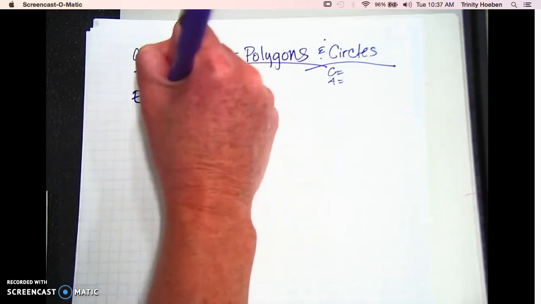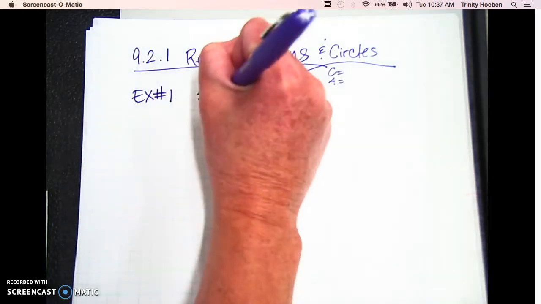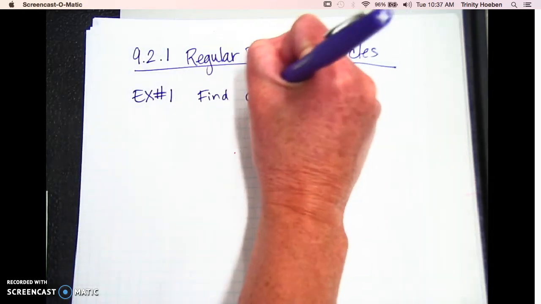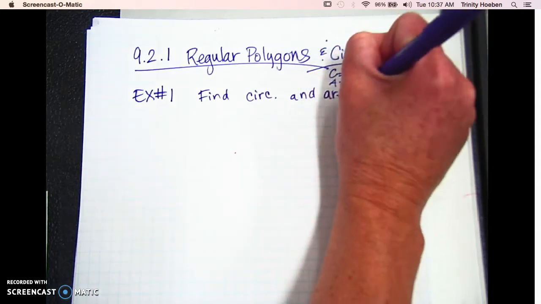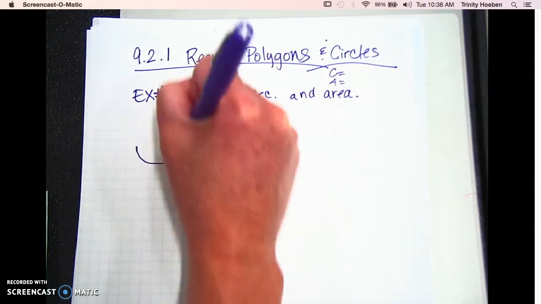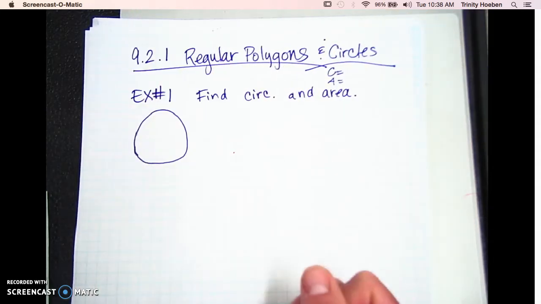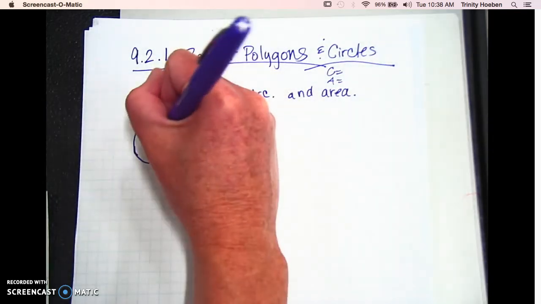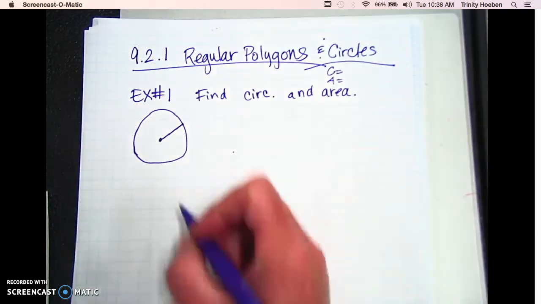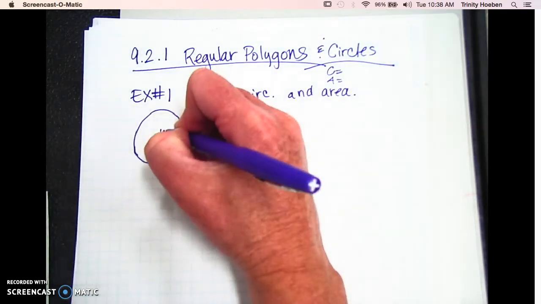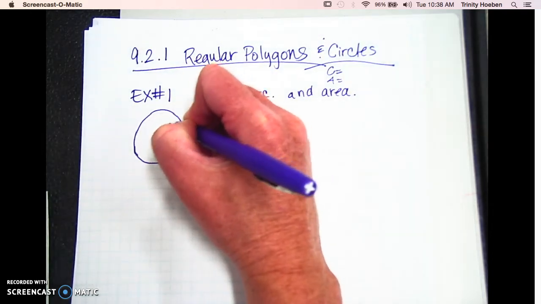Example number 1, we're going to find the circumference and the area of a circle. So we're going to draw a fancy circle. Mine's kind of flat, but hopefully yours is pretty good. So go from the center out to the side. That's called the radius. And that radius is going to be 6.2 centimeters.